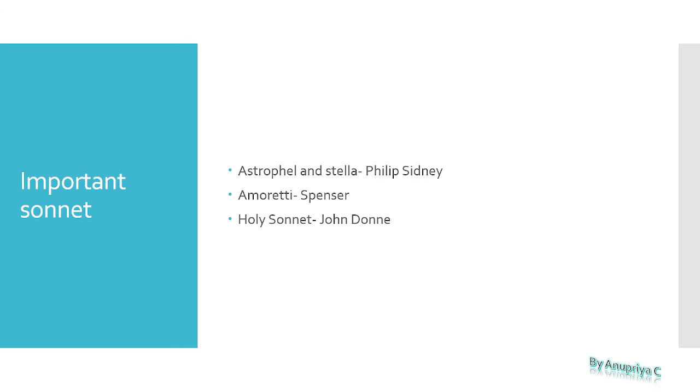Now in Amoretti, written by Spenser, he brings up the beauty of his beloved wife Elizabeth Boyle. While the Holy Sonnets, written by John Donne, are also called Divine Meditations, and it is a collection of 19 poems. So these are some of the important sonnets that are found in English literature.